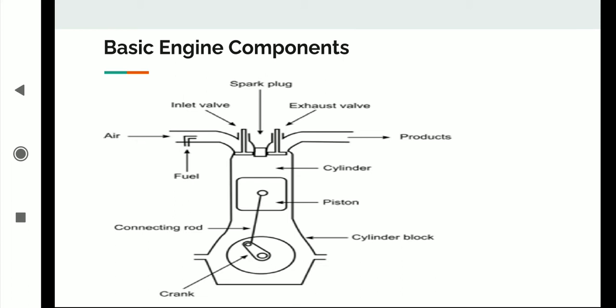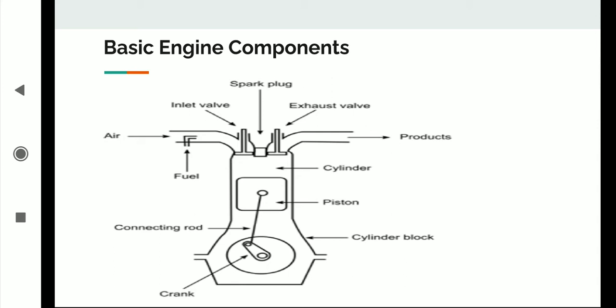Inlet and exhaust valves are commonly mushroom-shaped poppet type. They are provided either on the cylinder head or on the side of the cylinder for regulating the charge coming into the cylinder and for discharging the products of combustion from the cylinder. Spark plug: it is the component that initiates the combustion process in a spark ignition engine and is usually located on the cylinder head. Connecting rod: it interconnects the piston and the crankshaft and transmits the gas forces from the piston to the crankshaft.